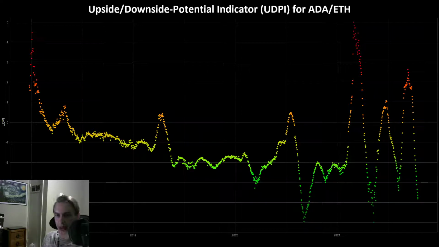And this is another way that the UDPI, I think, is really helpful. Not only can we look at the value of an asset relative to the US dollar and how risky it is to be buying the asset in a given moment, but it also lets us look at these comparisons between two different assets, in this case ADA and Ethereum, and ask, if I'm going to buy one or the other, should I be buying ADA? Should I be buying Ethereum? And right now, the UDPI is looking much more favorably on ADA relative to Ethereum.